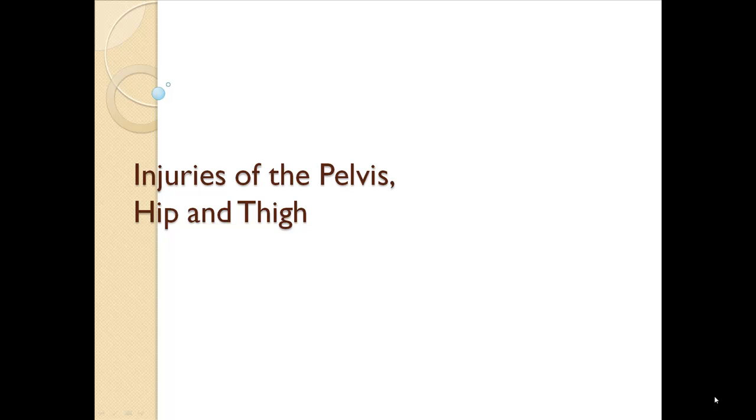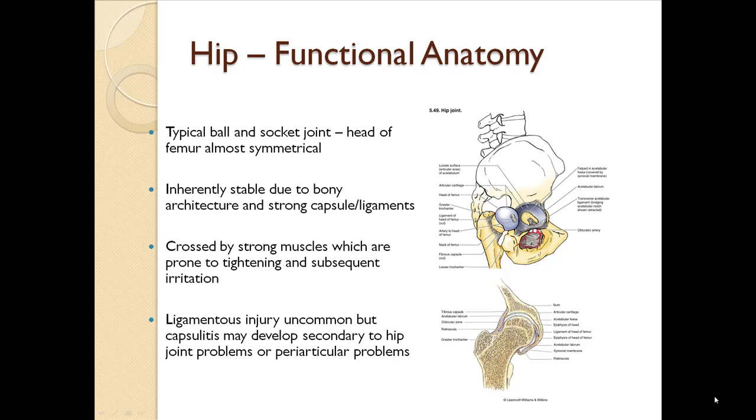Okay, moving on to injuries that we can see around the pelvis, the hip, and the thigh region. We're going to start off looking predominantly at the bony injuries. And the first thing to remember is the structure, the functional anatomy of the hip region. The hip joint is a typical ball and socket joint. The head of the femur is the rounded ball, and it fits into the acetabulum.